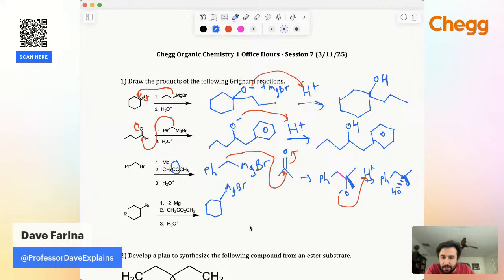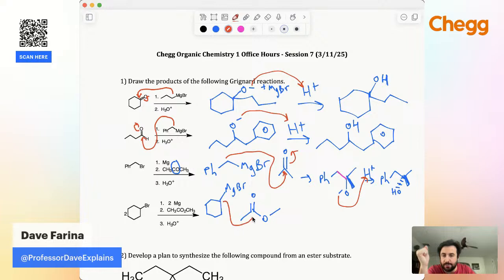Now we have an ester, right? We have CH3CO2. So CH3, here's the C, here's the O, here's the second O, and then a methyl. So this is an ester substrate. So one thing that we have to understand about Grignards is that they can attack aldehydes and ketones to give alcohols, but they can also attack esters. And when you have an ester substrate, it's actually an interesting case. And let's just look at what's going to happen mechanistically so we can see why.